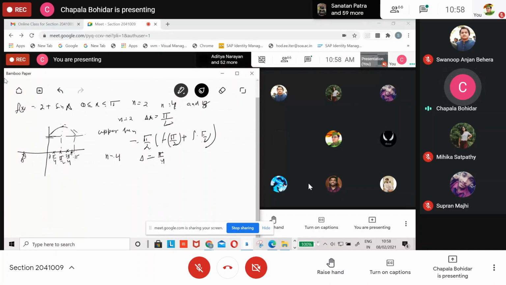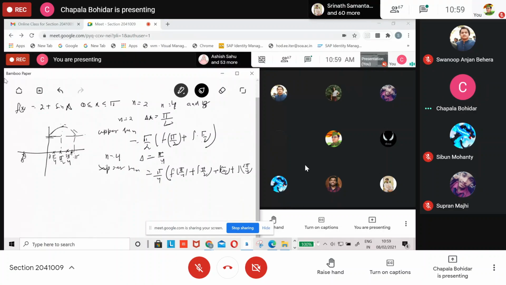So upper sum, n is equal to 4. What do you write down? It is pi by 4. Then on this rectangle, where do we have the maximum value? At pi by 4. Yes. Then plus here at pi by 2, again f of pi by 2, and then plus f of 3 pi by 4. Is it not? Find out your value.